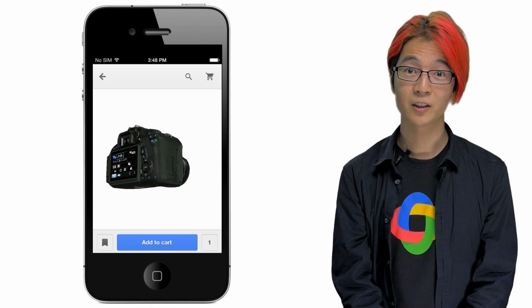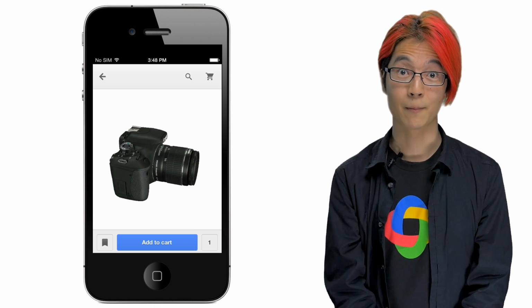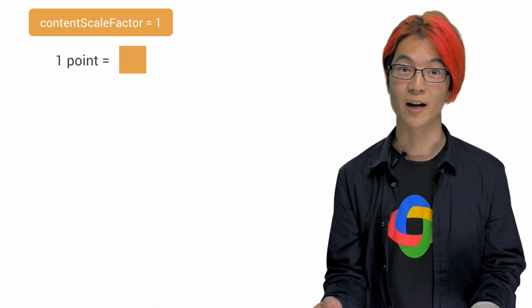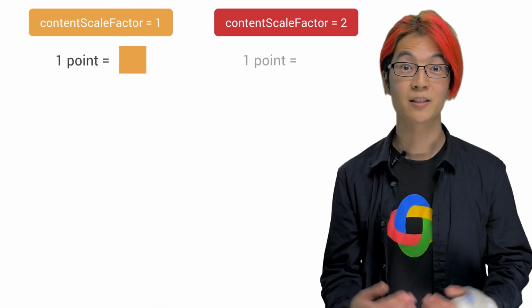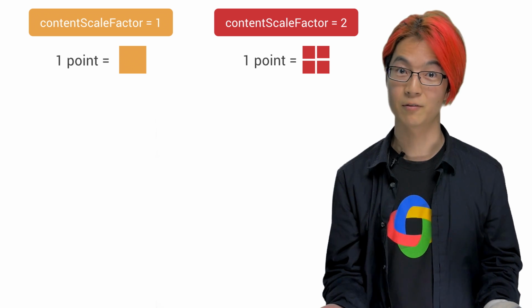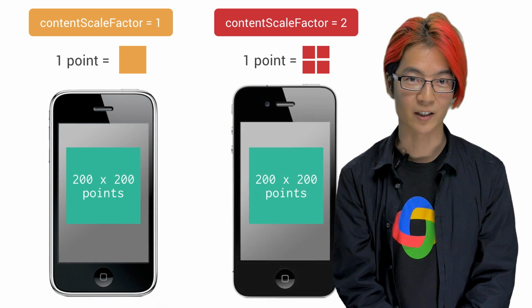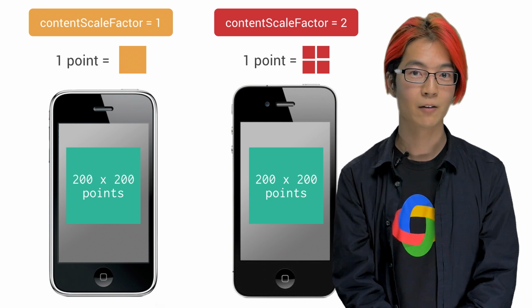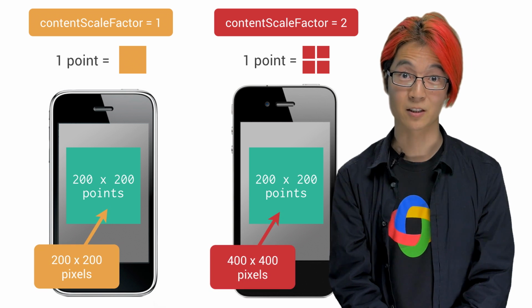Well, let's start by looking at how we handle images for the Retina display. When Retina displays were first released, Apple added a contentScaleFactor to the UIView class. This contentScaleFactor determined how many physical pixels represented a logical point in a view. By using contentScaleFactors, you could represent a shape the exact same way on two different devices, even though they were made up of drastically different pixels.